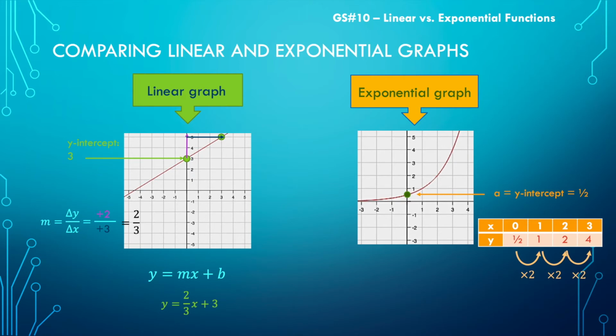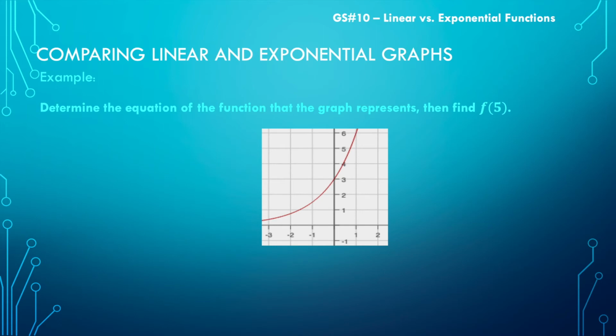My multiplier is 2. So now if I'm considering the equation of an exponential function, we know that y is equal to a times b raised to the x, where a is our y-intercept and b is our multiplier. So I can sub those things in, and now I have my function. All right, so now let's look at a couple of examples where we're just given a graph and we're asked to find the equation and then a function value that's not on the graph.